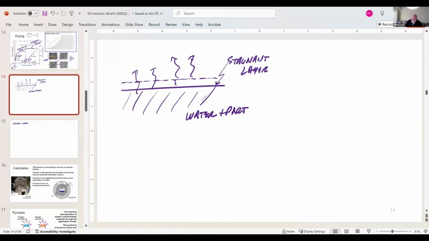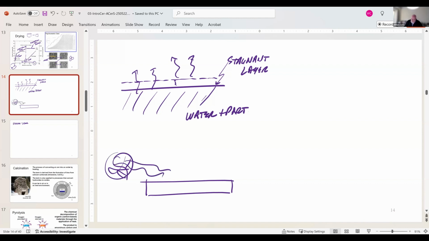So what I do though is if I set this up in front of a fan, poor example of a fan, and I blow air across here, if I think it's 150 feet per minute or something like that is my velocity, I will sweep away that stagnant layer and my evaporation rate will increase. So a simple fan will increase my evaporation, increase the drying rate.